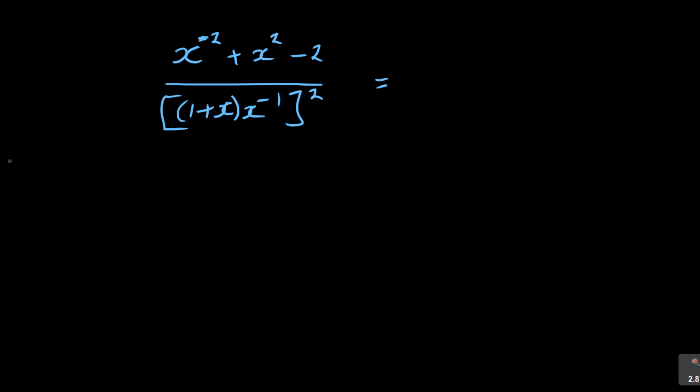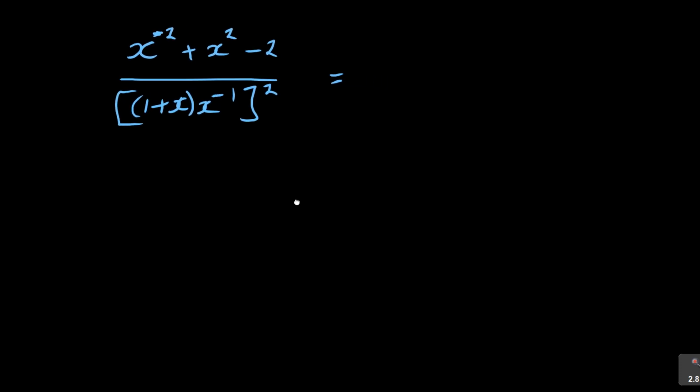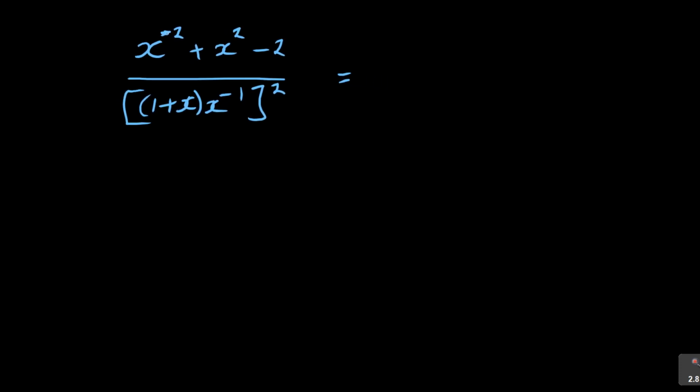I can approach this by saying, okay, now this x to the power negative 2, I know it's 1 over x squared. That's what you need to know, right? And then it will be plus x squared minus 2, so it has got to do with fractions here, over, now the bottom, look at this again, you need to be careful here, maintain that.